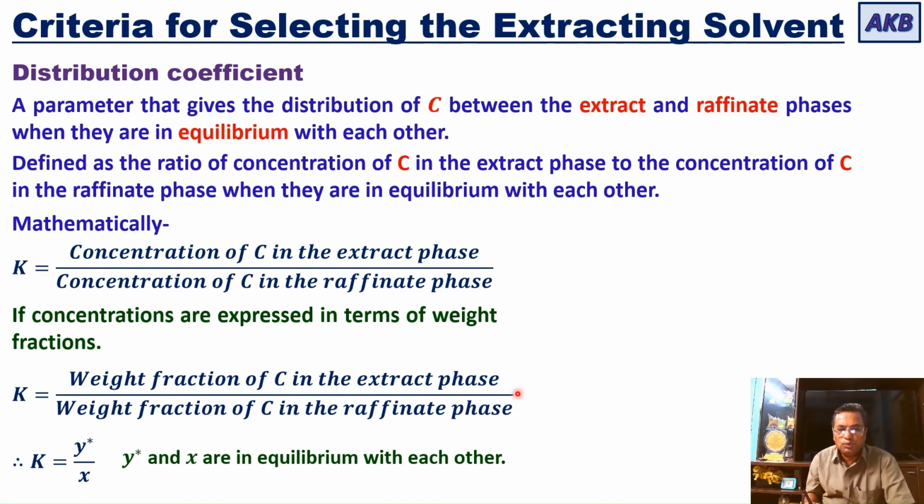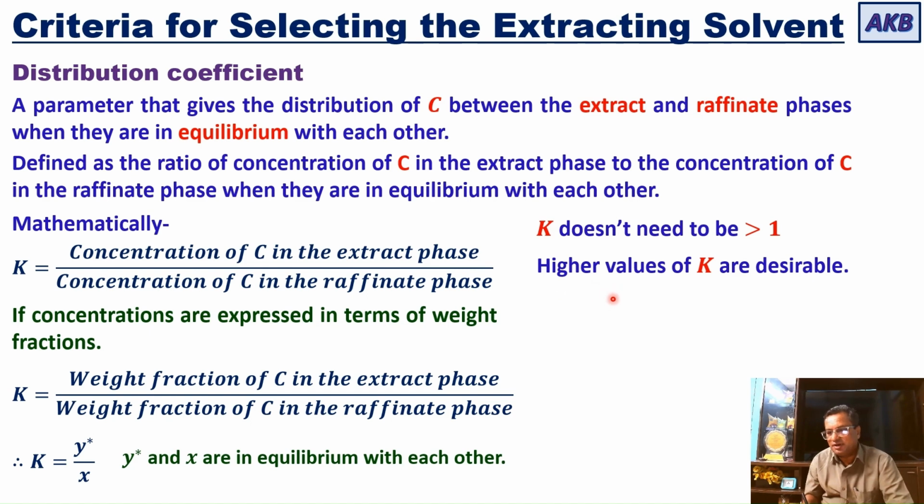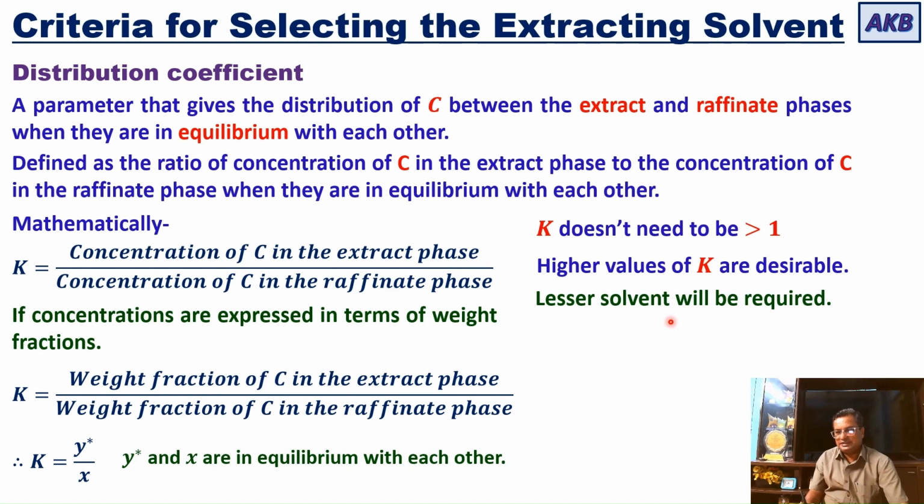Okay, so right now we know the definition of the distribution coefficient. It is not required that K be greater than 1, as was the case with selectivity. Selectivity has to be greater than 1, but K doesn't need to be greater than 1. But higher values of K are always desirable, because if you have higher values of K, then you'll need less solvent for the extraction. So remember, when you are using a solvent that gives higher values of K, you'll need a lesser amount of solvent in the extraction, and that will reduce the cost.